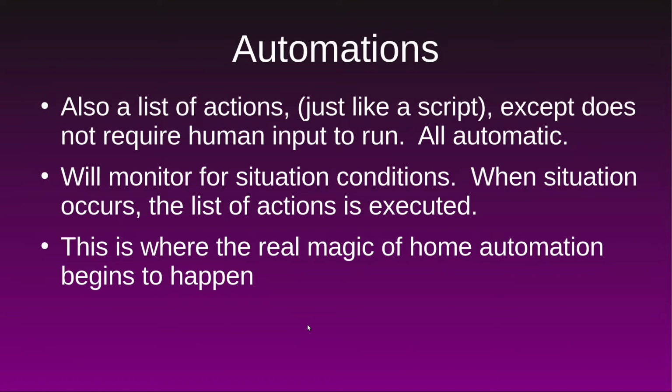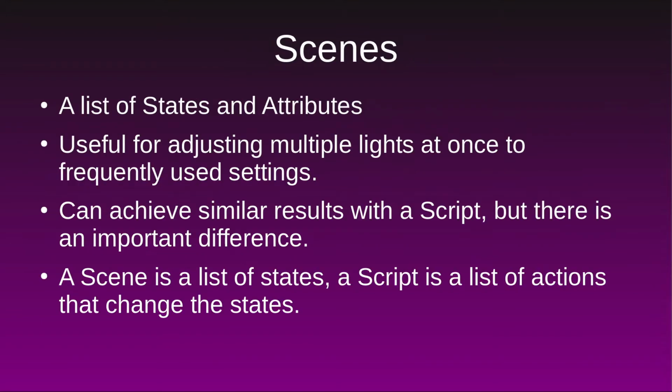No human input is needed. Home Assistant will constantly monitor for sets of situations you have specified. When the situation occurs, then Home Assistant will run the sequence of actions part of the automation. Some examples are: when there is motion detected, turn on the lights. When it is 10 p.m., turn off downstairs lights, turn on hallway lights and bedroom lights, and turn on the heated blankets. No human intervention is needed. All of this is automatic.